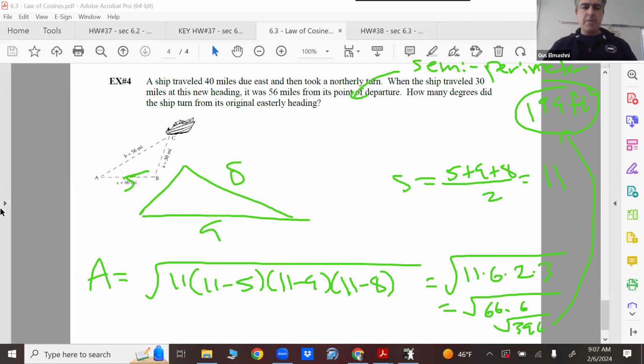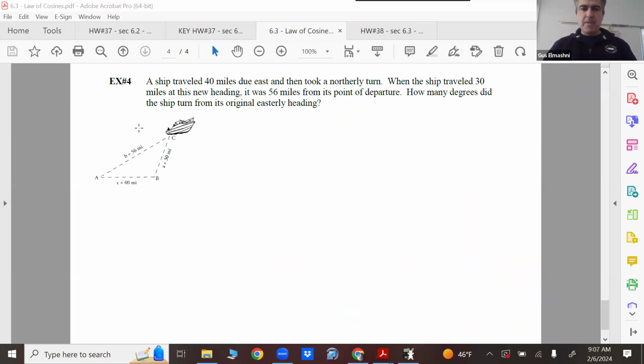So here's another one that we could do one more time. Oh, sorry, this is not area. This is just law of cosines. How many degrees did the ship turn from its original easterly heading? Hold on, let me read this again. It traveled 40 miles east, then took a northerly turn and traveled 30 miles, and was 56 miles from its departure. How many degrees did the ship turn from its original heading? Oh, okay, so they want this. That's not that hard. You guys can do that.